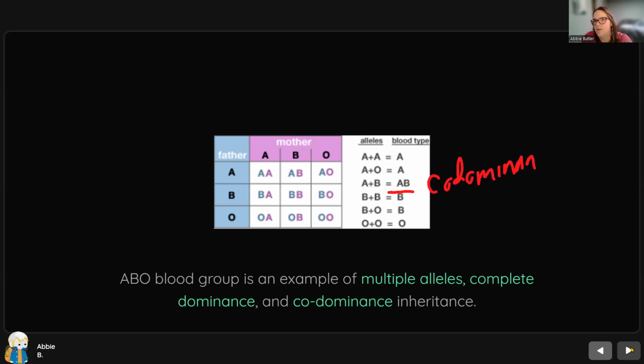So A is not dominant over B, and B is not dominant over A. They can express themselves at the same time. If both parents passed you a B, so being homozygous for type B, you will be B blood. If you have one parent passing you a B and the other parent passing you an O, you're heterozygous for your genes, you would still be B blood because B is dominant over O, just like A is dominant over O. So O is our recessive one, and the only time you can be O is if your genes only say O.